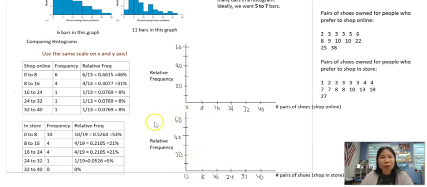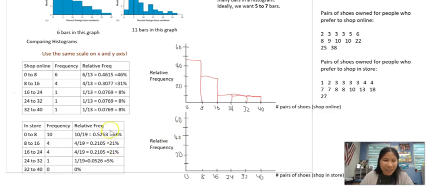So now we can start graphing all our percentages for each of the graphs. So for our people who like to shop online, we start from 0 to 8 with a percentage of 46%. So that's about right here. My next bar, 31%, like right here. 8% for the rest. So it's down here-ish. Okay, pretend you drew yours a lot neater because those should all be the same heights.